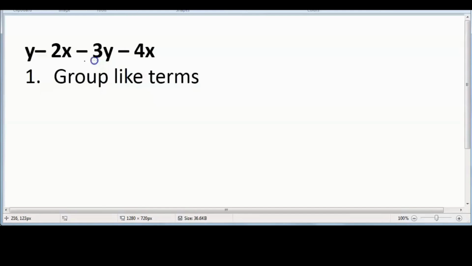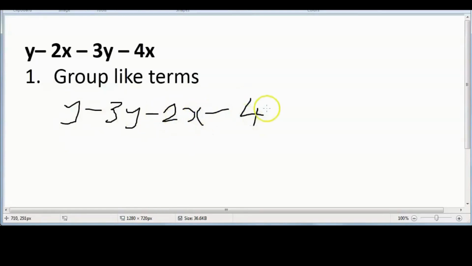In this example, rule 1 can be executed. So let's separate the likes from the unlikes. In other words, let's separate the x from the y. So we're going to have y minus 3y, minus 2x, minus 4x. So we have separated the y's from the x's. That's how we group like terms. Each number must go with its sign. y is positive, minus 3y is negative, minus 2x, minus 4x.